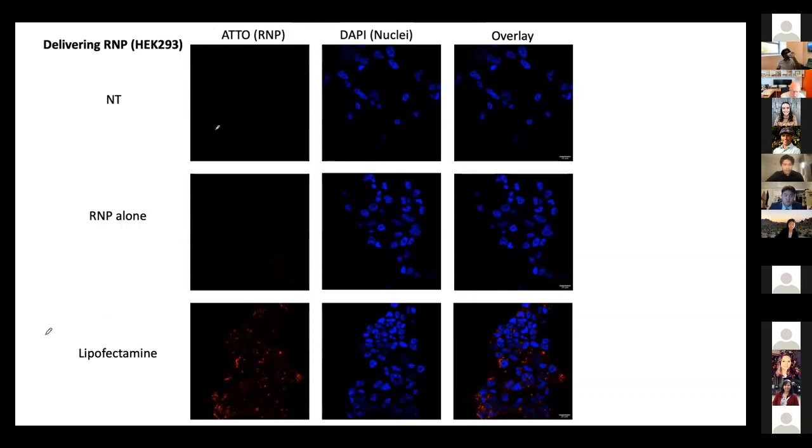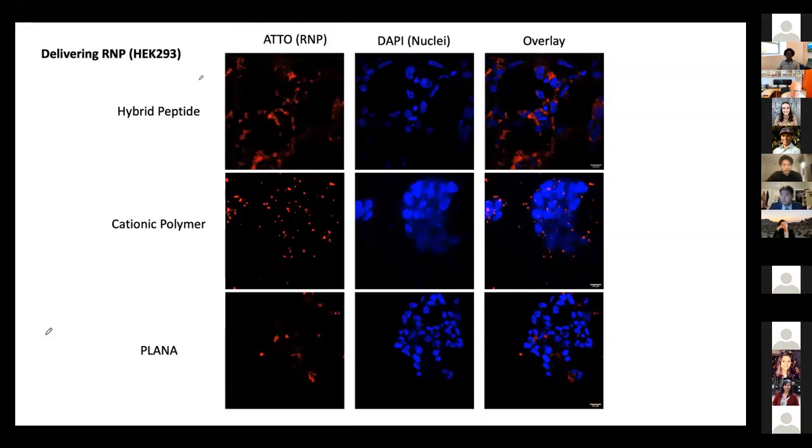The no treatment and free RNP groups show no fluorescent signals. However, we demonstrated cellular internalization of ribonucleoproteins by using Lipofectamine. Here are the other three delivery systems that we use. We use hybrid peptides, cationic polymers, and PLANAs. And these also showed varying degrees of efficiency in terms of delivering our ribonucleoproteins to our HEK293 cells, with hybrid peptides being the most effective and PLANAs being the least effective.